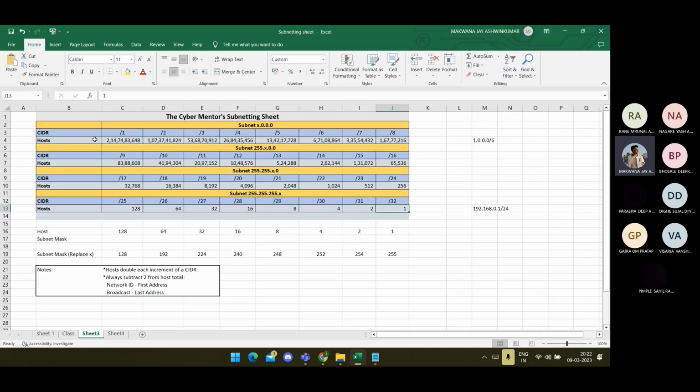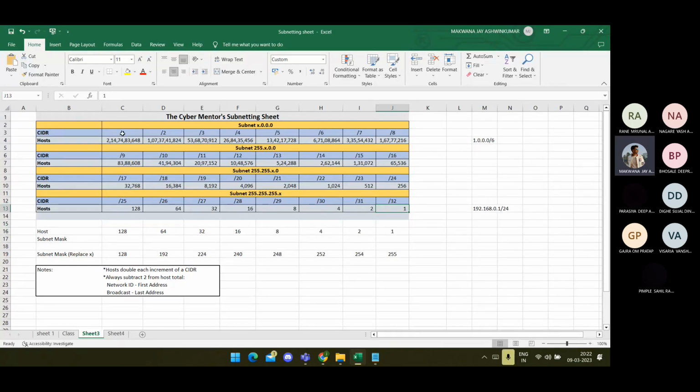Now this table, I will show you the simple trick to calculate the number of hosts. So by making this table, you can simply calculate the number of hosts.